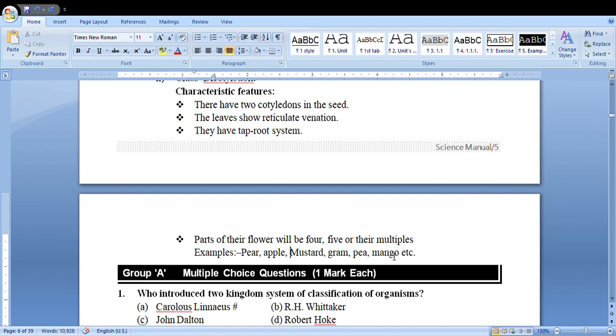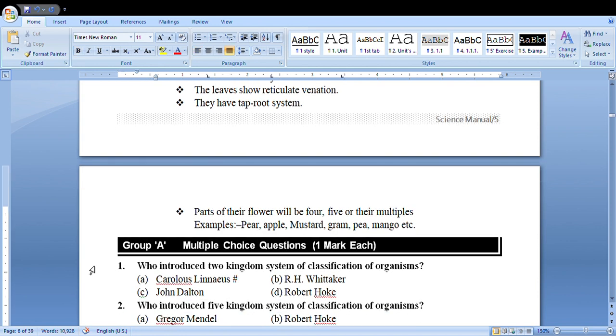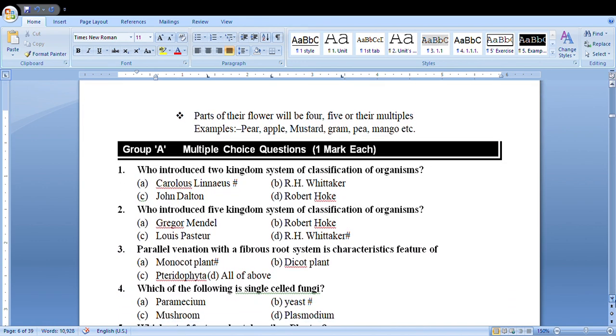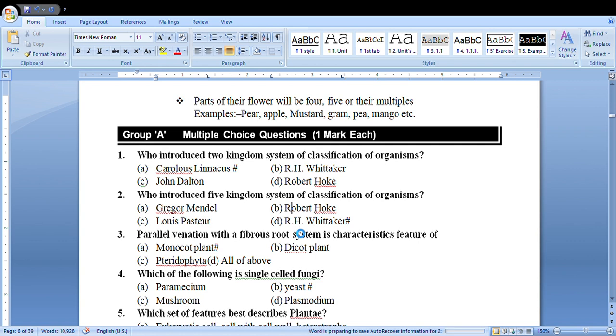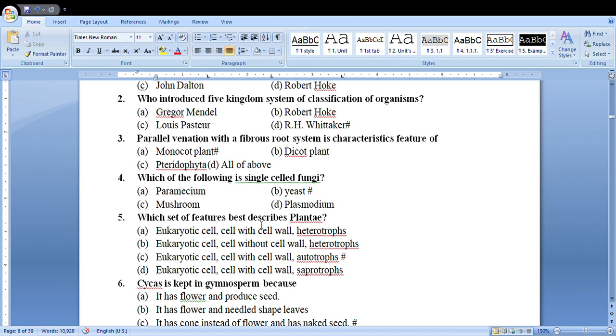Now multiple choice questions that carry 1 mark. Who introduced two kingdom system of classification of organism? Obviously Carolus Linnaeus. Who introduced 5 kingdom system of classification of organism? R.H. Whittaker. Parallel venation with fibrous root system is characteristic feature of obviously monocot plant. Which of the following is single cell fungi? Obviously yeast. Which set of features best describe plantae? Eukaryotic cell, cell with cell wall, and autotrophs is the correct answer.